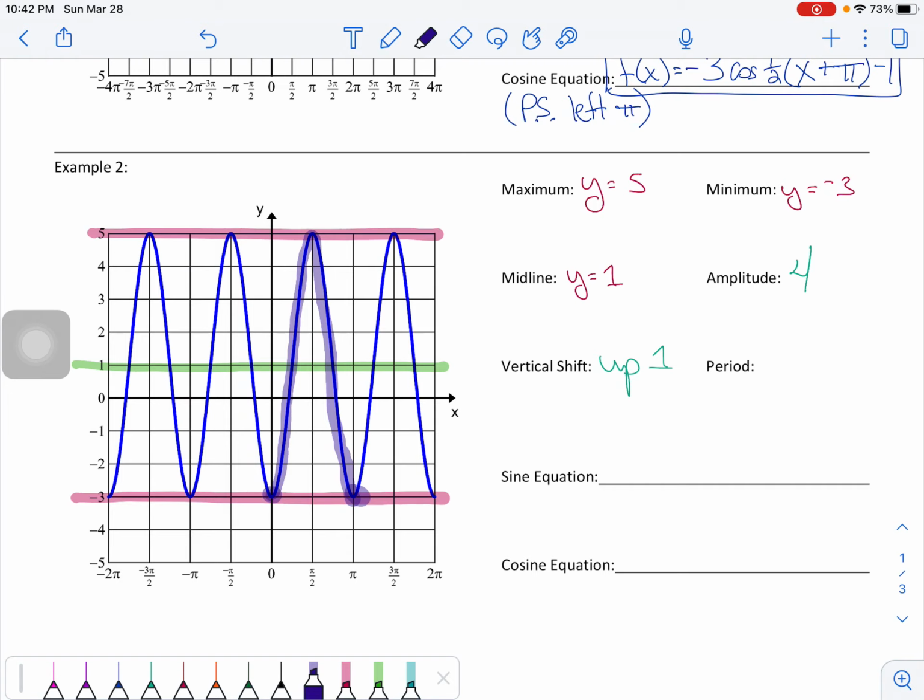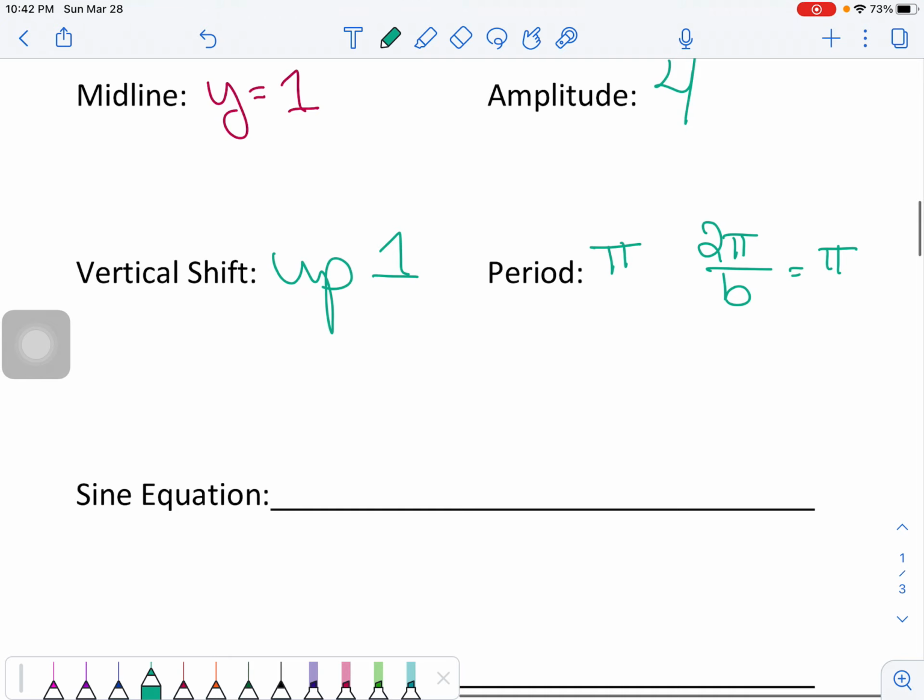That's going to help me see visually what the period is. Because these graphs are periodic and continue forever, you only want to look at one cycle for the period. So the period in this case is pi. To figure out my coefficient, I'm going to do 2 pi over b equals my current period. I'm going to zoom in on that. Cross multiply. So 2 pi equals b pi, b equals 2.